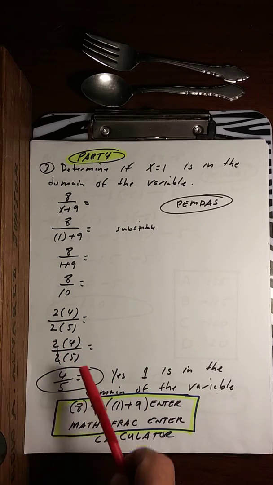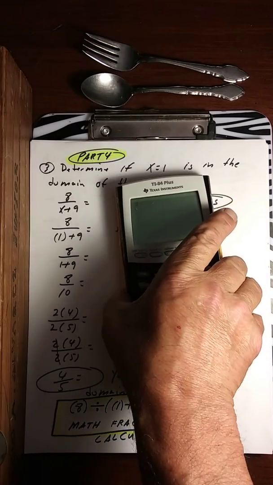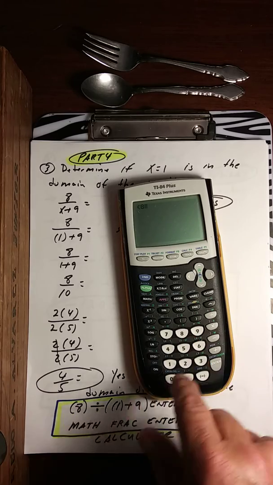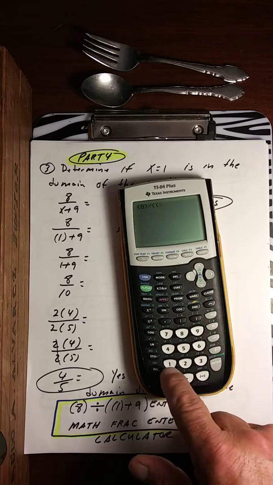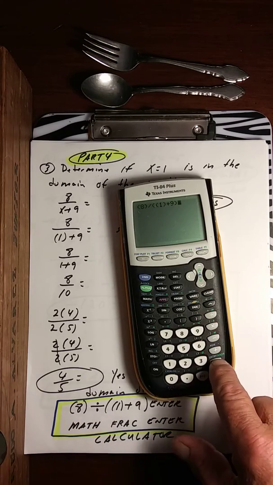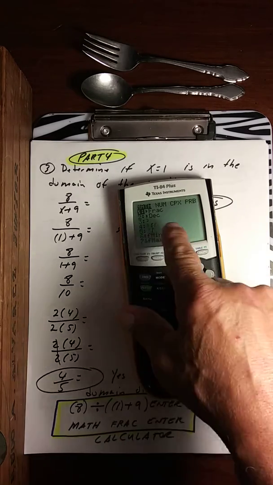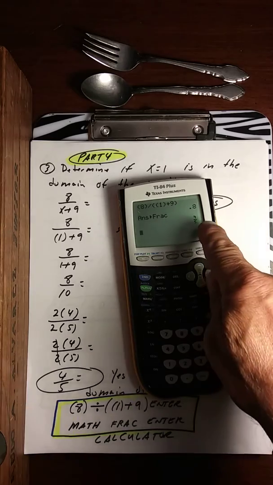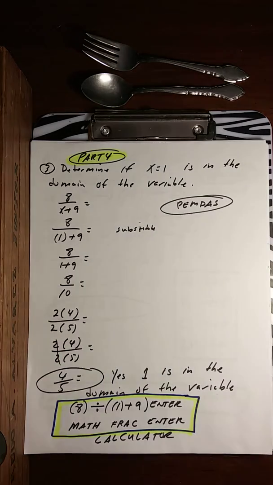Can we do it on the calculator to get this answer here? Sure, we can do that right now. Okay, for part 4, we're going to go parentheses, 8, close it, divided by parentheses, 1, close it, plus 9, close the parentheses, and hit enter. If you get this decimal, you're just going to change it, go math, convert it back to fractions, hit enter. So the answer is going to be 4/5, which is matching right there. Okay, so part 4 is done.